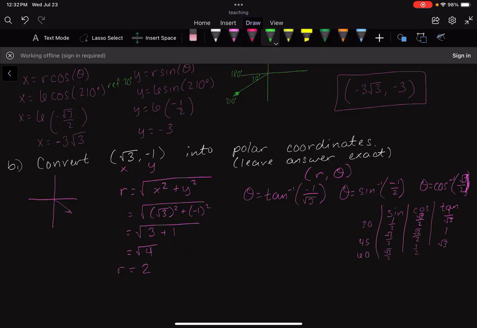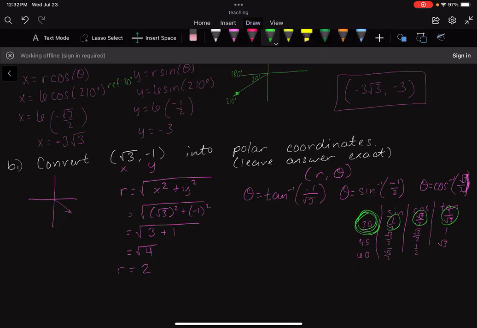So what does it look like? What should my angle be? It's definitely looking like 30, because I'm seeing, okay, tangent is 1 over root 3, cosine is root 3 over 2, sine is 1 over 2. You don't need all three of these. I'm just showing you that any of them could have worked.